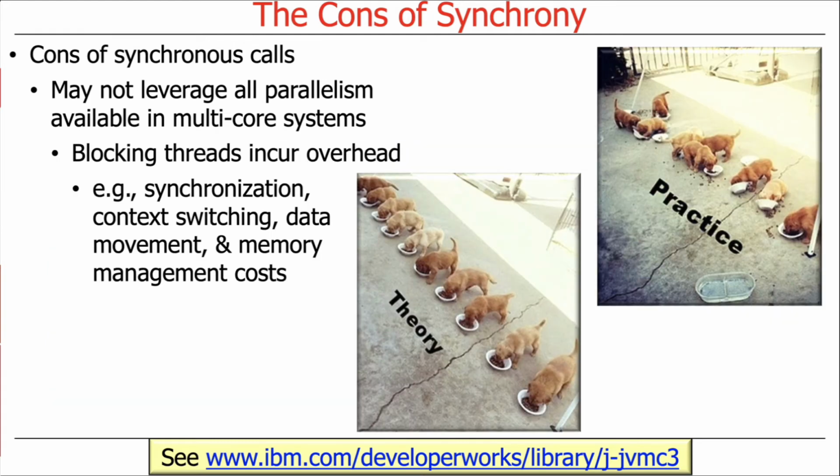Why is that? That's because blocking threads, when you make a method call and it blocks, incurs overhead. It incurs context switching overhead, synchronization overhead, data movement overhead, memory management costs, and so on. And so you might think that everything's going to be really nice and orderly and work well, but there's often a difference between theory and practice, where stuff ends up being more chaotic and you don't get things done when you expect, and so on and so forth.